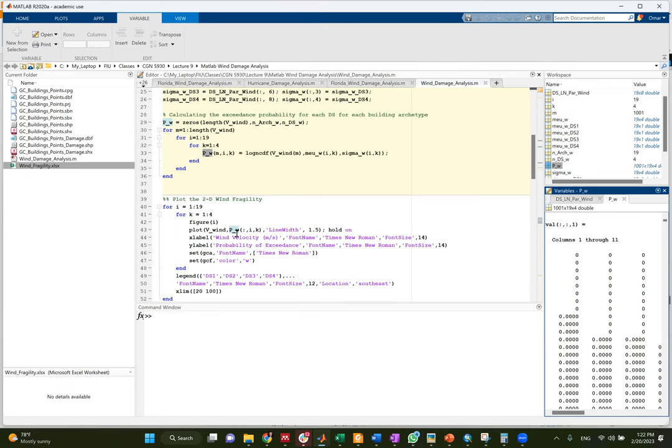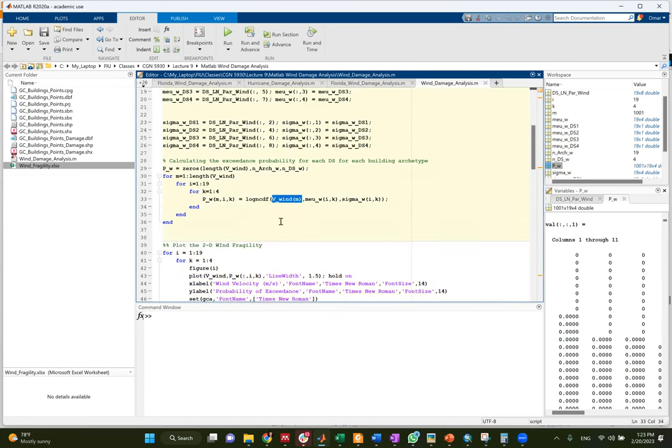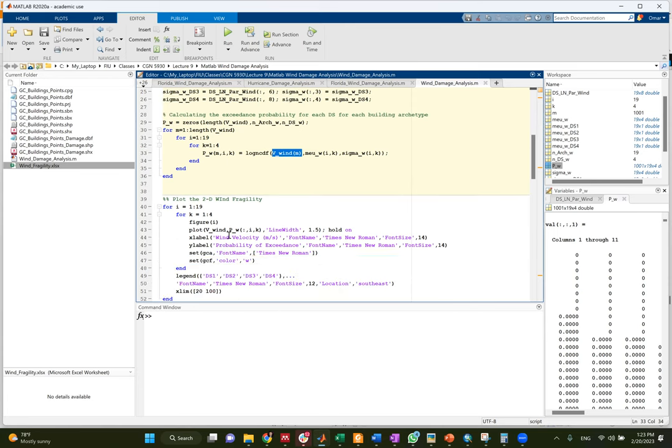Then the second thing, let's visualize this. Right now, I have the exceedance probability for each wind speed, for each archetype, for each damage state. If you want to plot that, you will make a for loop of 19. I need 19 figures for each archetype. So I say for i from 1 to 19, for damage state from 1 to 4, plot figure number one, plot the wind speed against the exceedance probability. The two dots mean all the winds, because the first dimension here is the wind. So what I'm plotting right now is V wind with the value B, the exceedance probability for archetype number one and damage state from 1 to 4.